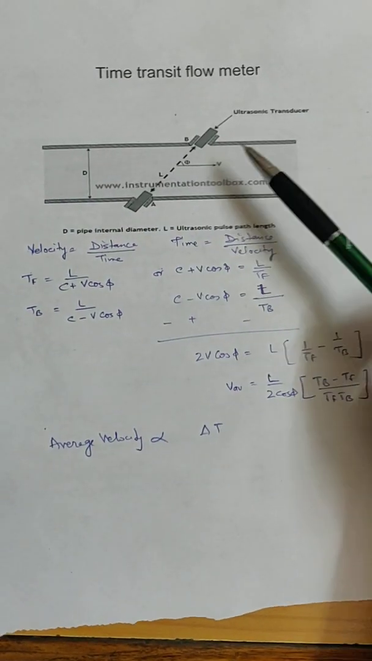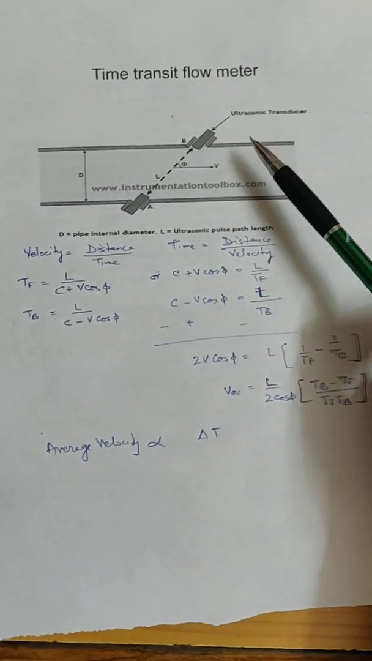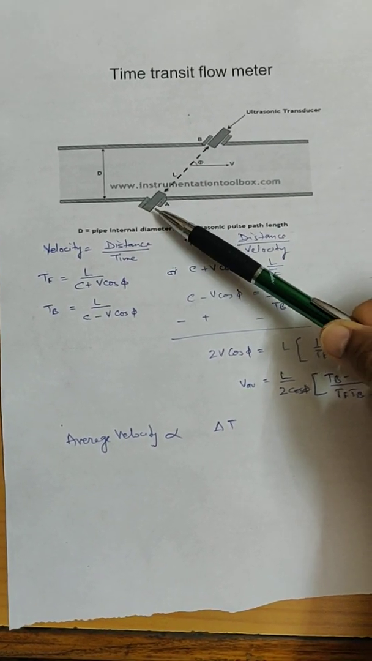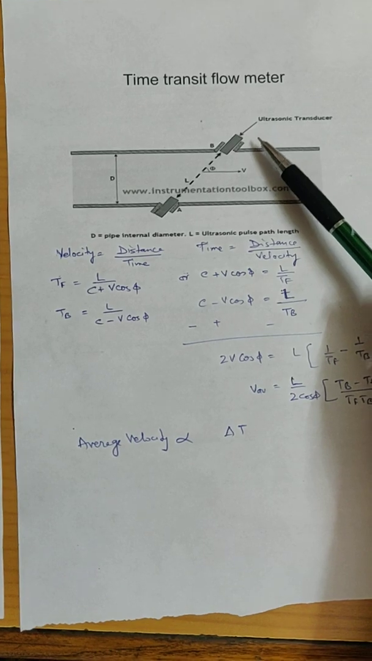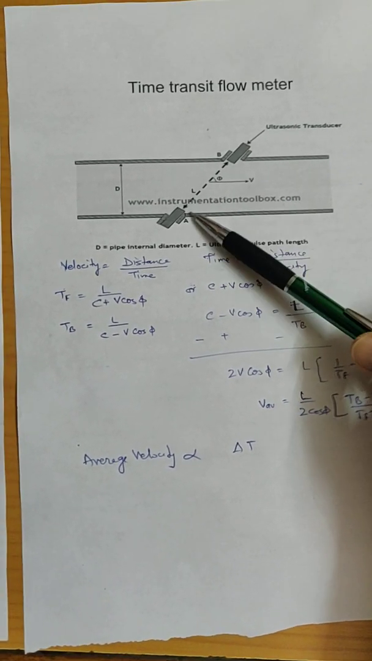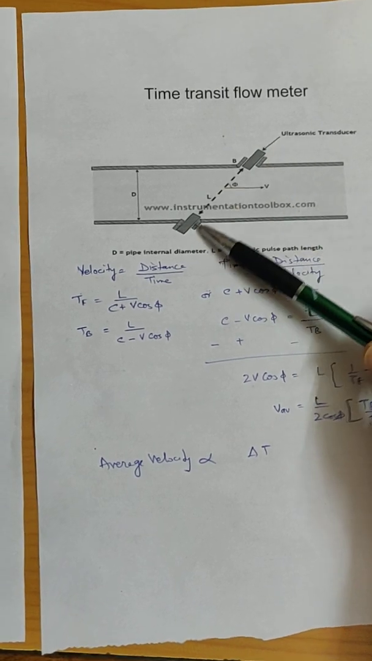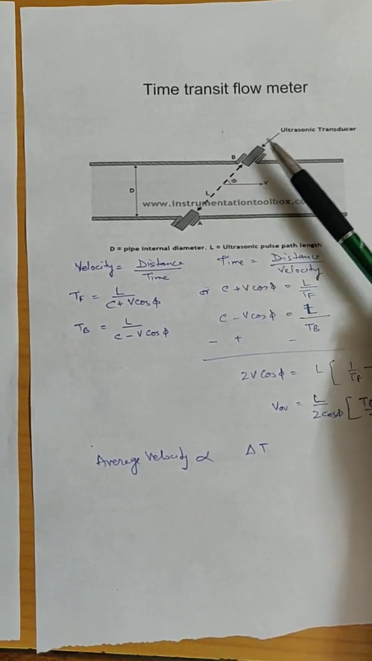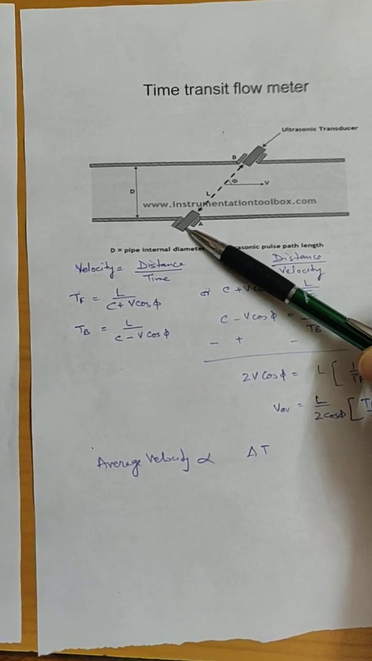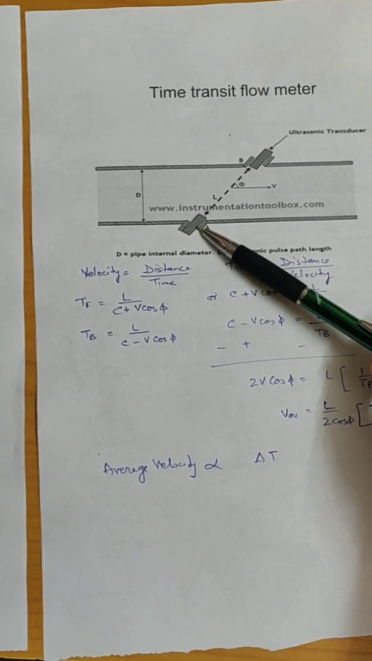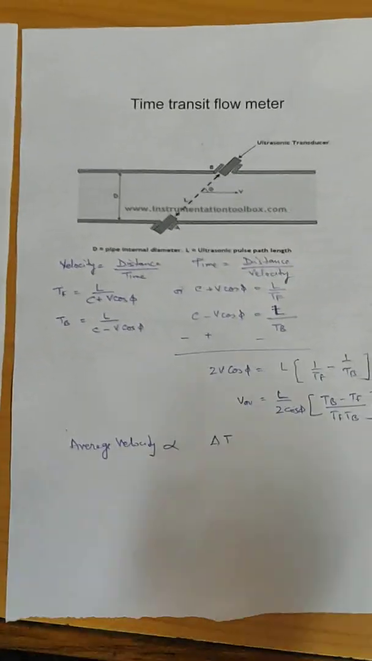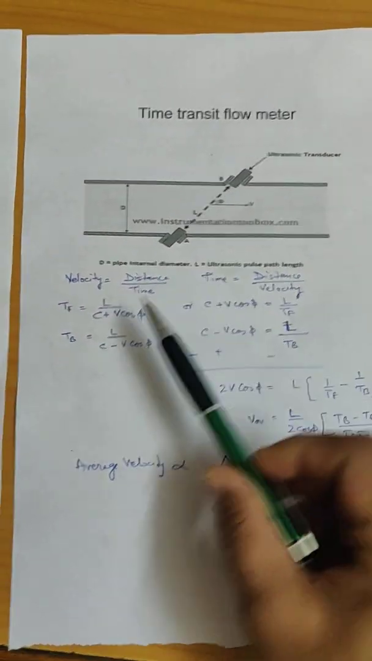It is a flow meter having a transmitter and receiver. Both work as transmitter as well as receiver. These are kept on the outside of the pipe, and the sound waves are generated by the transmitter and received by the receiver.